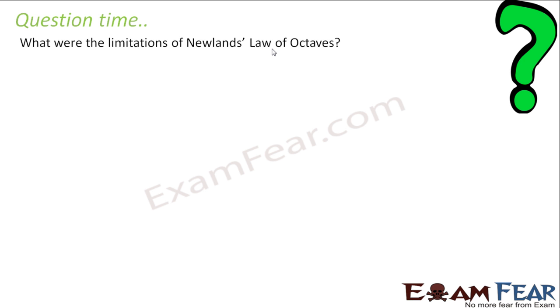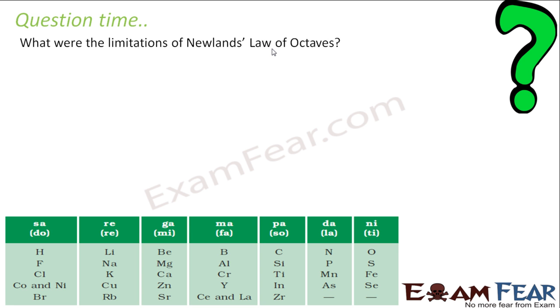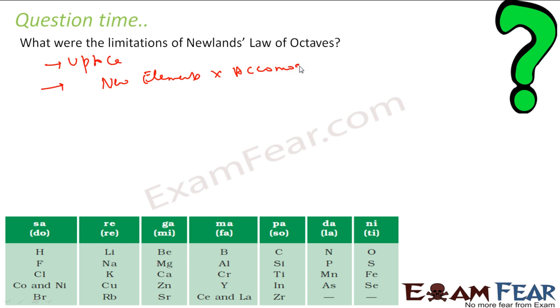The next question says, what are the limitations of Newlands' law of octaves? The first thing, as I told, was that only up to calcium he could accommodate, which follows the periodicity. After that, there are issues. Till calcium things are fine, but after this, it was not following the pattern. And the second thing was the new elements which were discovered after that were not accommodated. That was one issue.